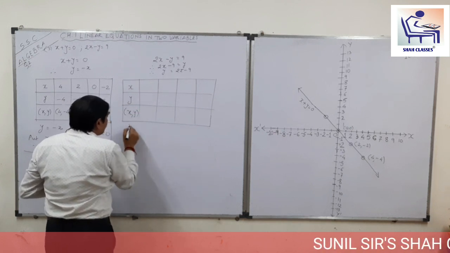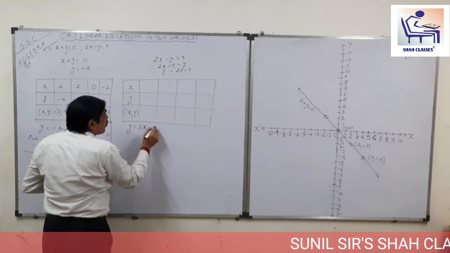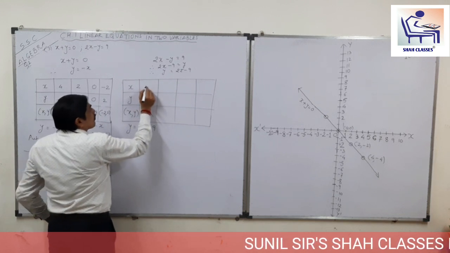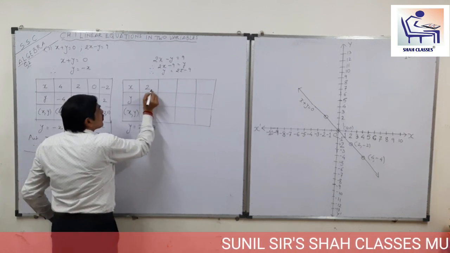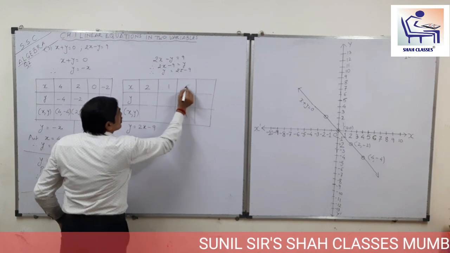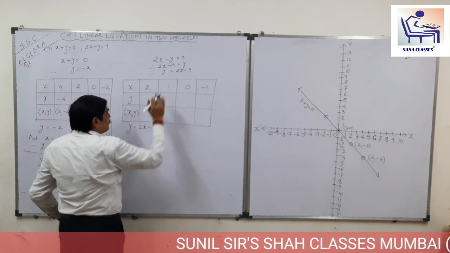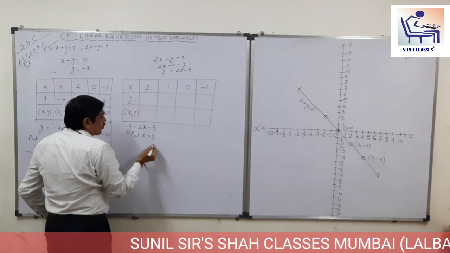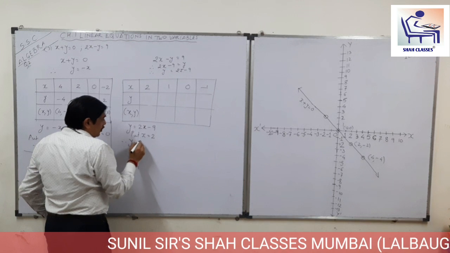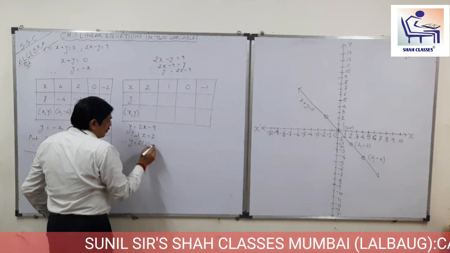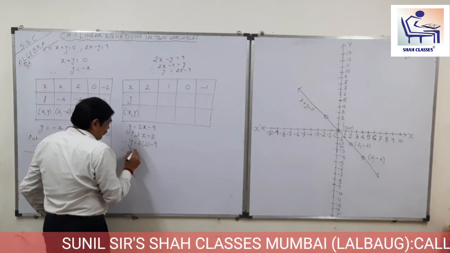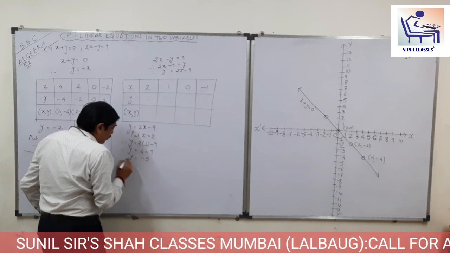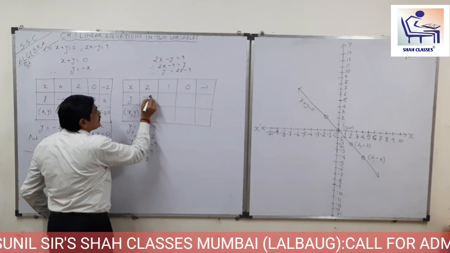So your first value: y is equal to 2x minus 9. We have to assume any 4 values now. Try to take the smaller values: 2, 1, 0, minus 1. Put x is equal to 2. So 2 twos are 4, minus 9, y is equal to minus 5.